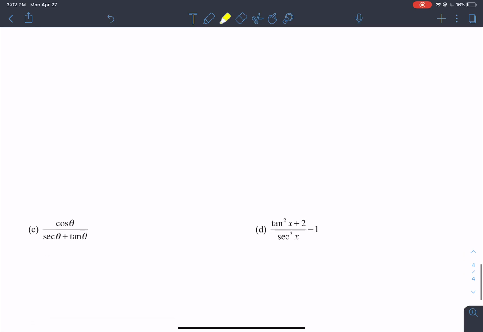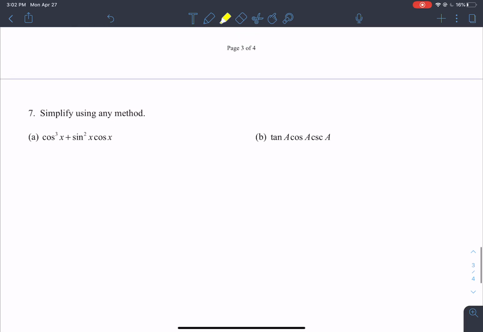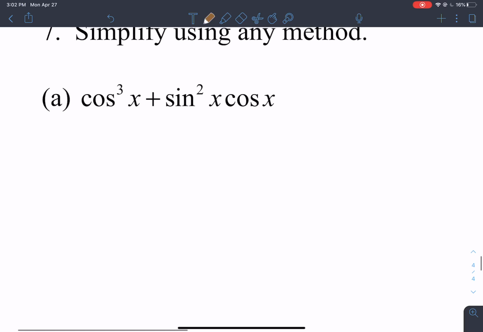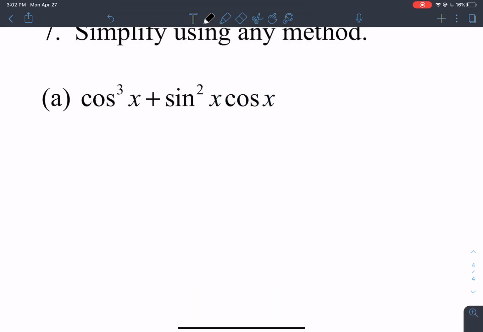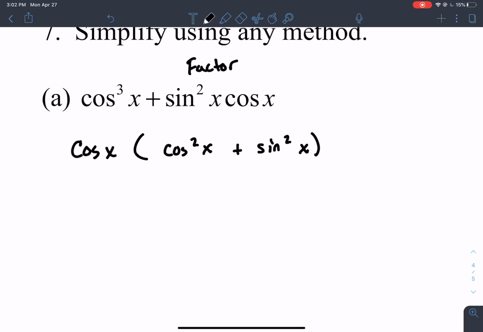Okay, and then the last one. All right, so for the first one, it looks like I can factor. I can take out a cosine. So this is now cosine squared plus sine squared, which is very nicely just 1. So cosine of x times 1 is just cosine of x.